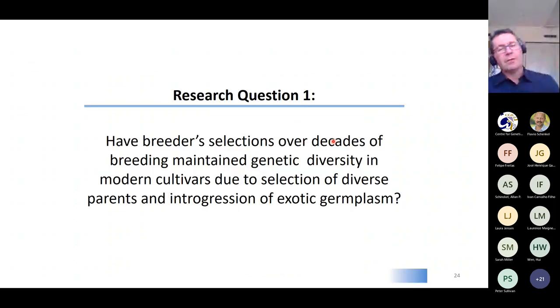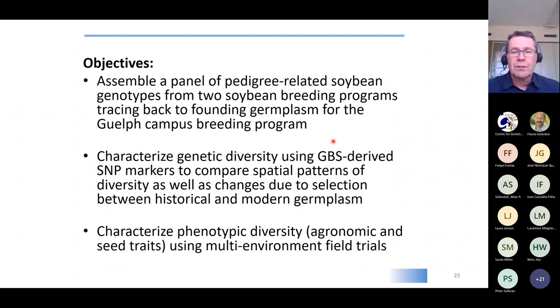So the first research question that we posed was, have breeders' selections over decades of breeding maintained genetic diversity in modern cultivars due to selection of diverse parents and introgression of exotic germplasm, or have those selections decreased the genetic diversity in our germplasm? So the objective was to assemble a panel of pedigree-related soybean genotypes from two breeding programs, Guelph and Richtown, tracing back to the founding germplasm that went back as far as 1913 for the oldest cultivar we had in the panel.